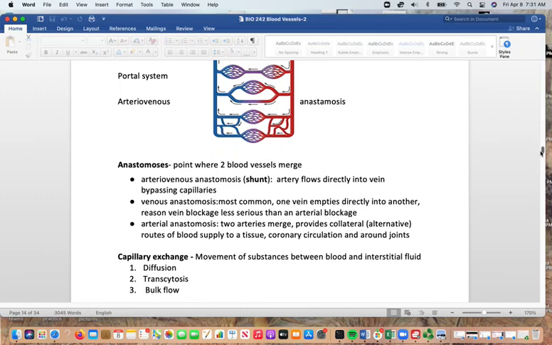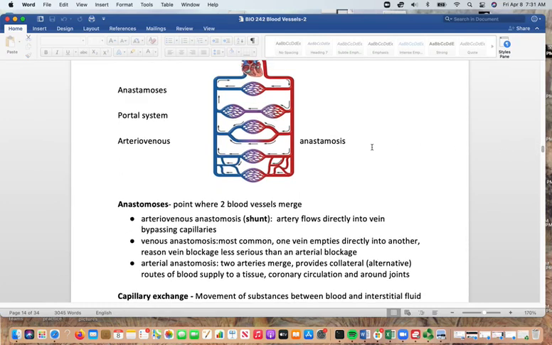So when you have an arteriovenous shunt, the artery flow is going to go directly into the vein and bypass the capillaries. So this is an example here of a shunt where it's bypassing. So we can have venous anastomosis here, which is the most common. One vein is going to empty directly into another. And then arterial anastomoses, where two arteries are going to merge to provide collateral alternative blood flow routes.